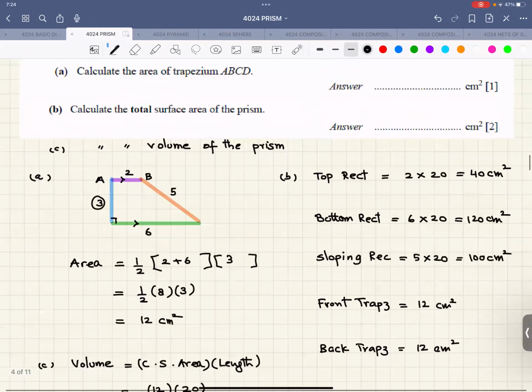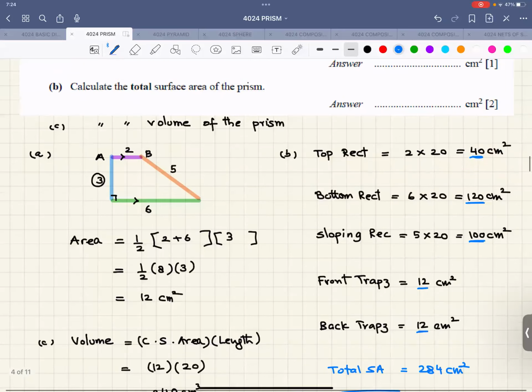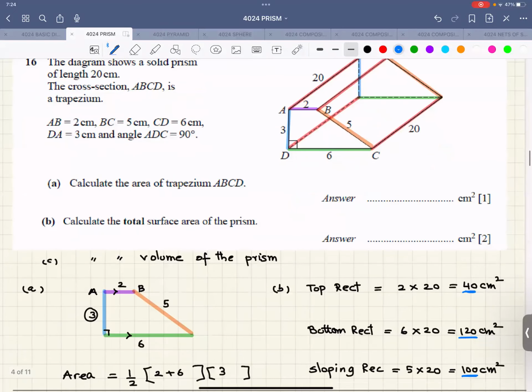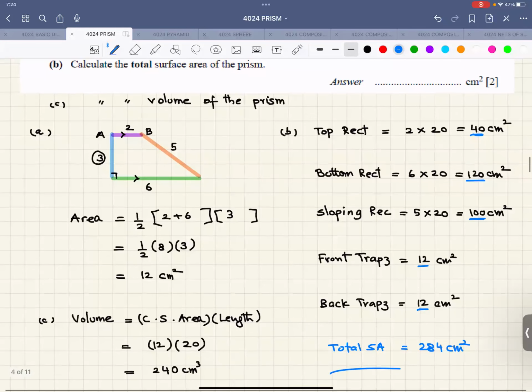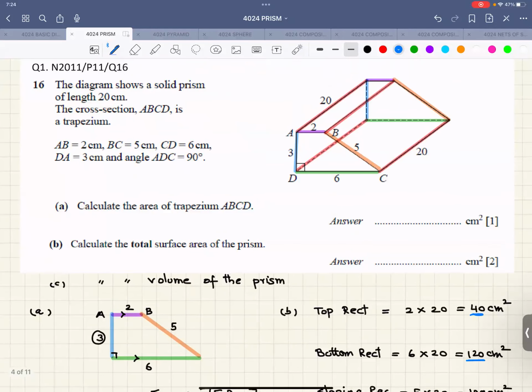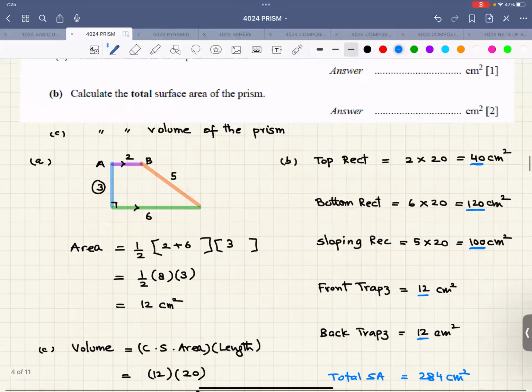So let me add it. This is 40, this is 120, that's 160, plus 100, 260, 260 plus 24. So the total surface area is 284 centimeters square. That's the answer for this part. So that's how this basic question of prism is done. And if I'm not mistaken, this is everything that we need to do. So everything is in centimeters. So this is 100 and 120 and 40 and this thing.